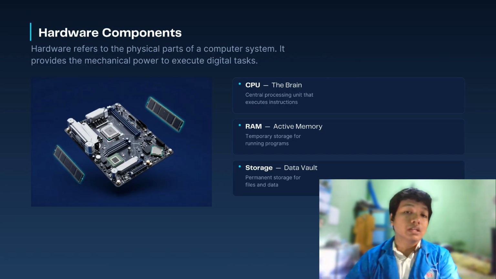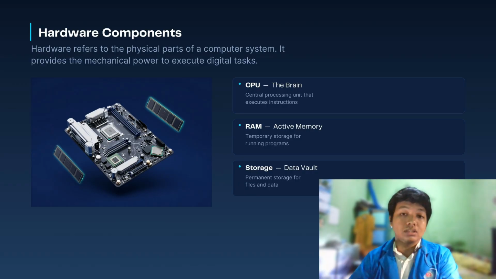Now let's talk about the hardware. Hardware is the tangible side of a computer, the physical part that you can actually see and touch. Without hardware, software would have no place to run. There are three critical components you should know.